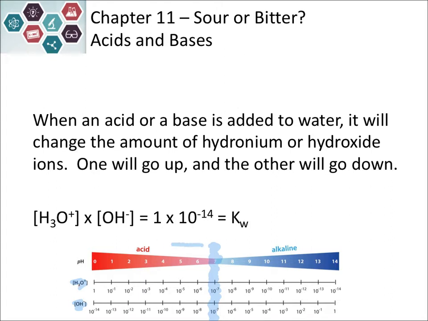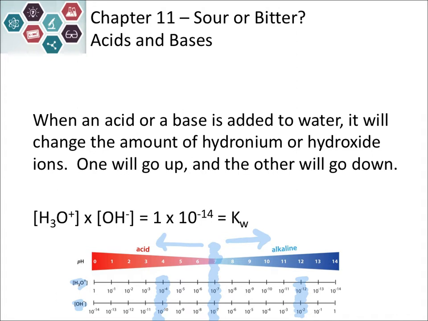So if you add acid, you're going to go this way on our scale. Say I added acid to where the hydronium concentration was 10 to the negative fourth. The hydroxide concentration must be 10 to the negative 10th, and vice versa. If I add base, I'm going to go up the pH scale. The base concentration is going to get bigger, say 10 to the negative second, and the hydronium's got to go smaller, 10 to the negative 12th.